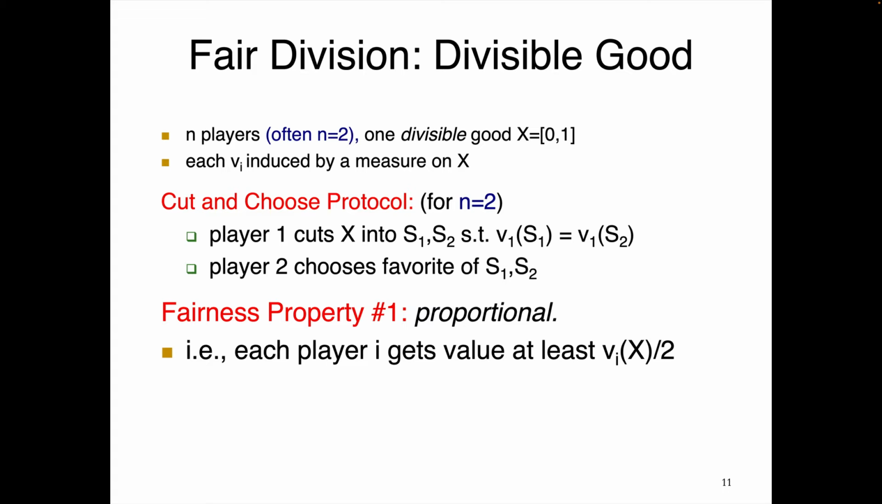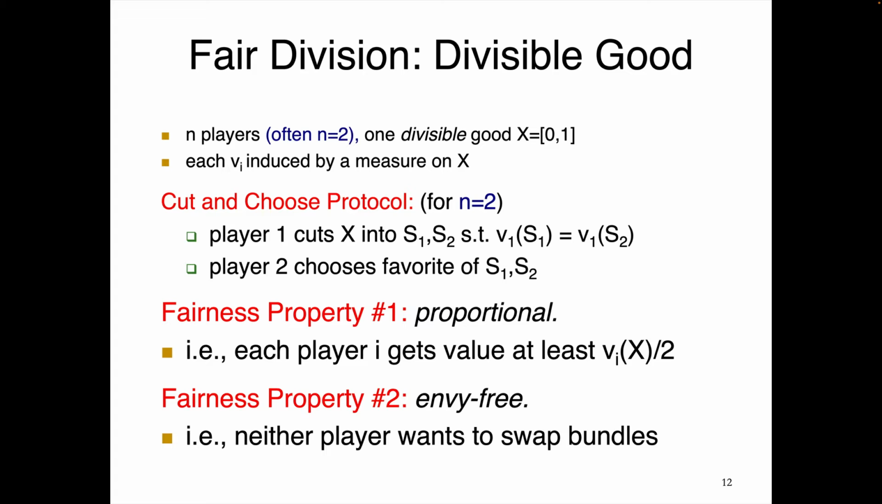The second thing you can say about it is that the allocation is envy-free. What does that mean? That means neither player would like to exchange their bundle, their part of the cake, with the other. Each player is happier with theirs than they would be had they been given the other player's piece of cake instead. Again, for player one, this is sort of trivial, because player one explicitly made the pieces so she was indifferent between them. So there's not going to be any envy. She doesn't care which one she gets.